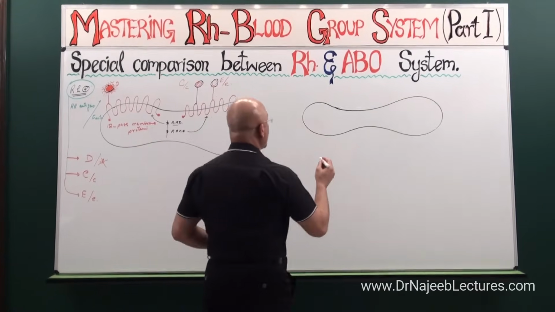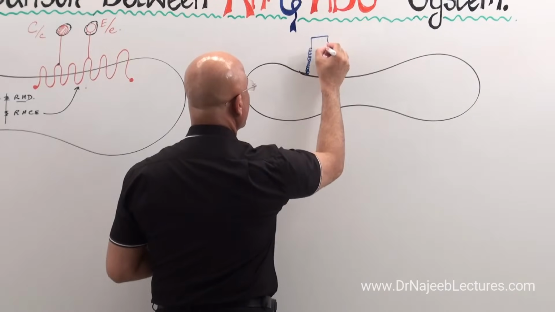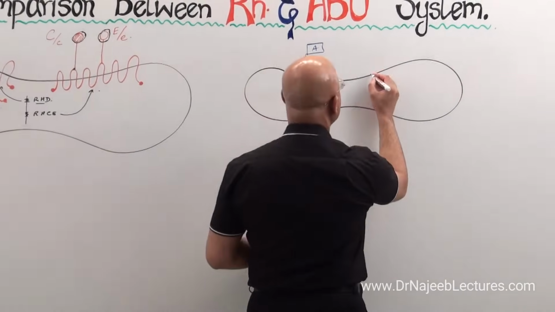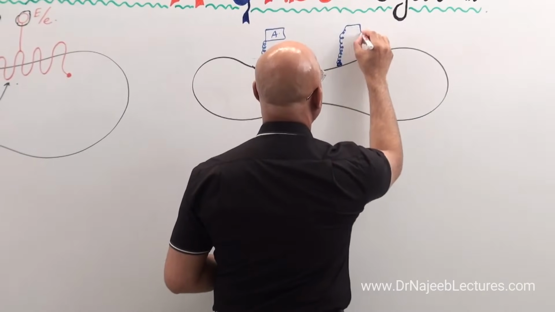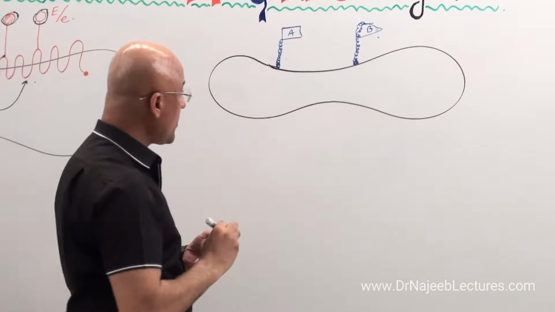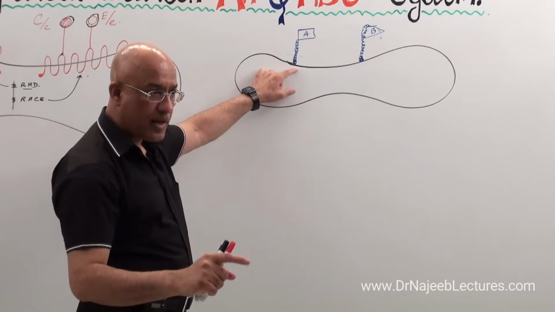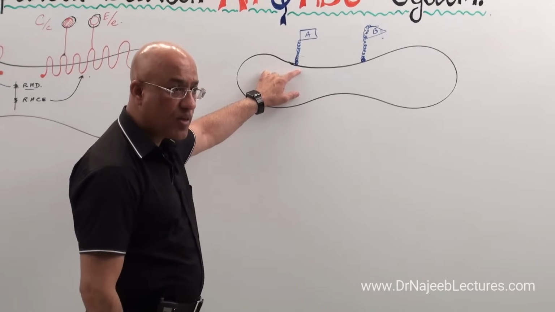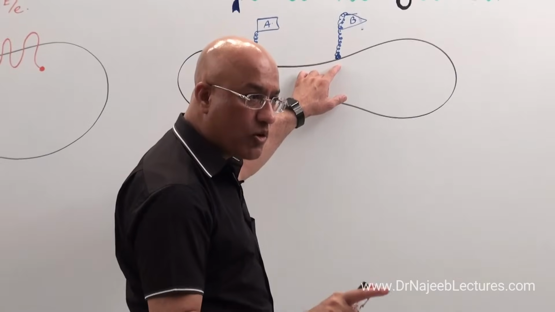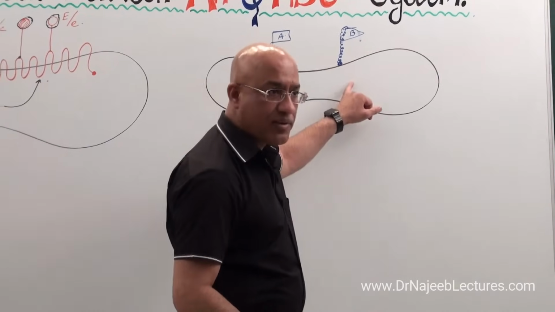So basically, blood group A has one type of chain, and blood group B has a different type of chain. People who have blood group A have A antigens on their red blood cells. A antigens are basically oligosaccharides. People who are blood group B have B antigens, which are also oligosaccharides. And people who have blood group O do not have A and do not have B antigens.